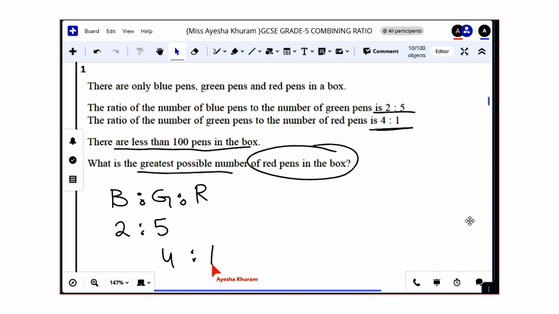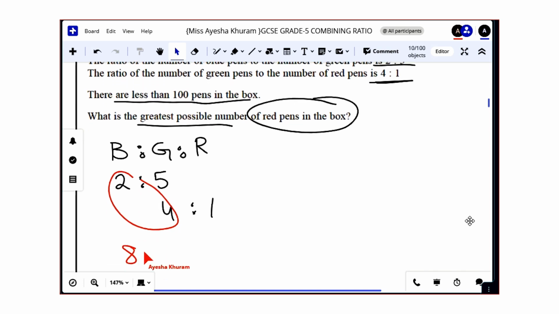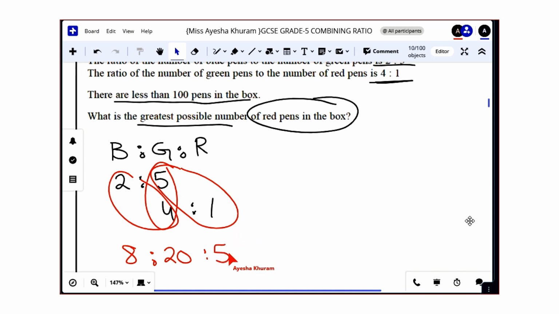I'm just combining, so basically I multiply these numbers. 2 times 4 is 8. Then I multiply these two things: 4 times 5 is 20. Focus, kids, I'm going to multiply this: 5 times 1 is 5. So I got 20, 8, and 5, and this is my combining ratio.